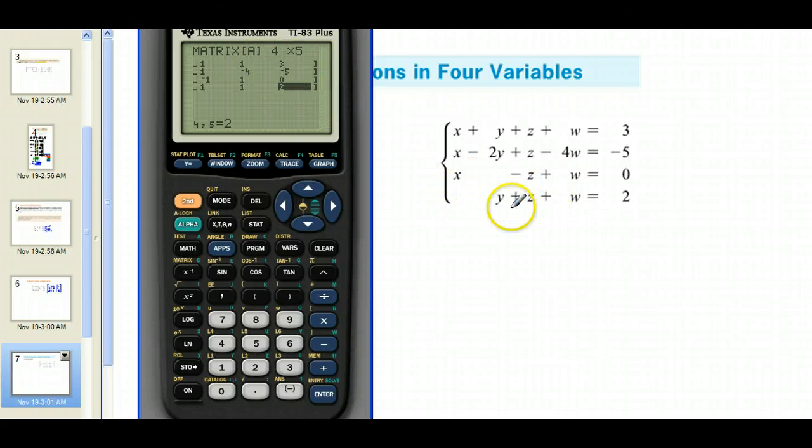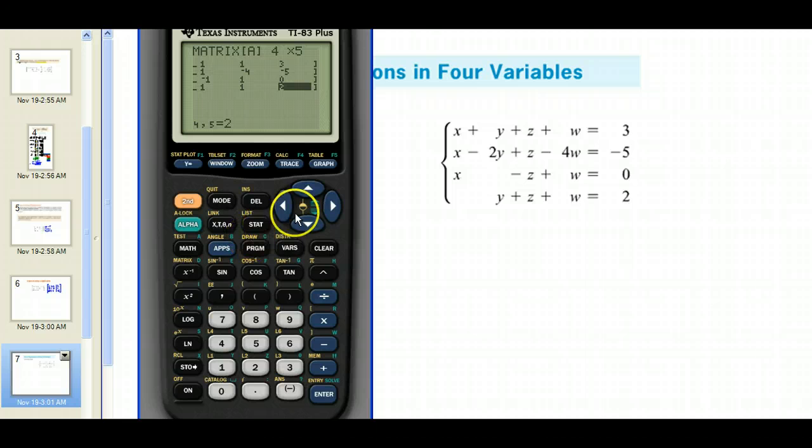Notice a couple of things. One, this goes X, Y, Z, W. Okay, so it's not in alphabetical order, so keep that in mind whenever you're done. Our top number in the reduced row echelon form will be X instead of W. Whatever order we put it in here, the column is the order of the answers.